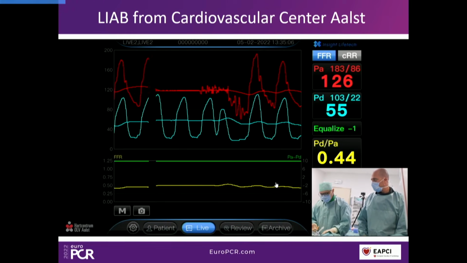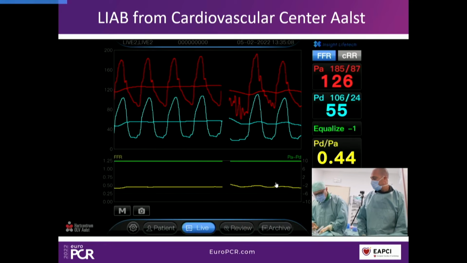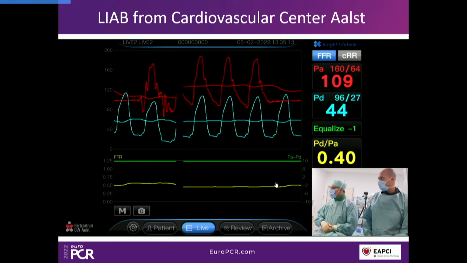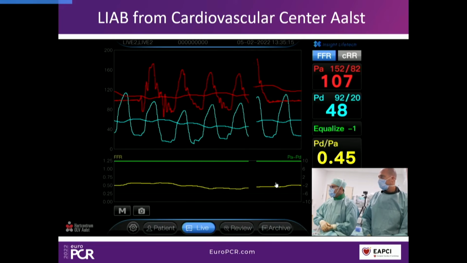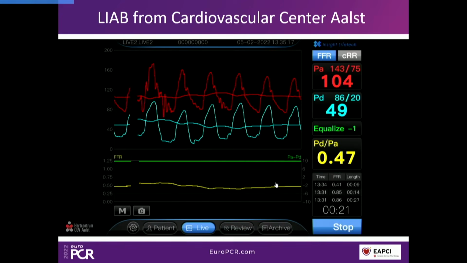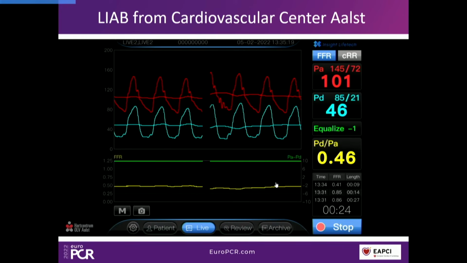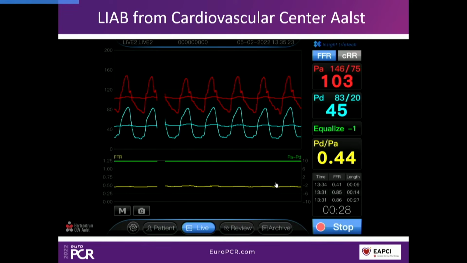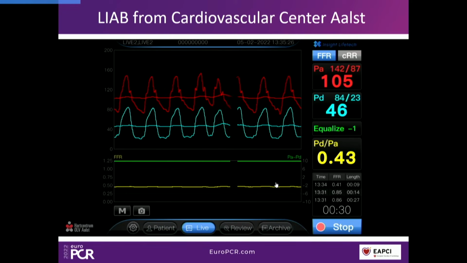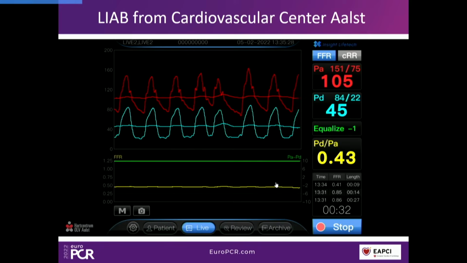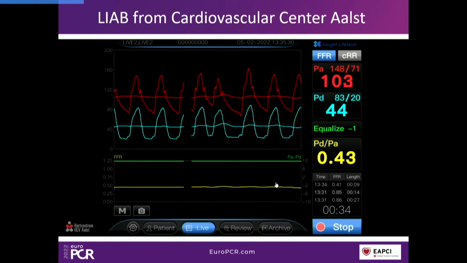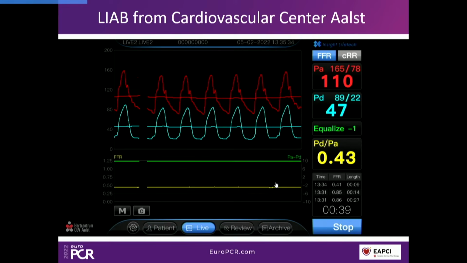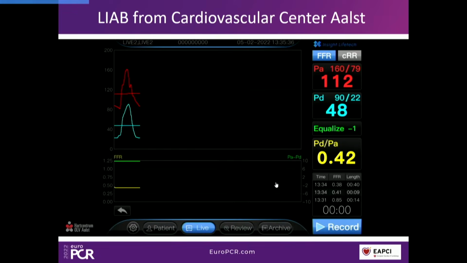Why don't we record? We're still recording. Good. Top. There you go. Now we should be shortly fully hyperemic, Jeroen. Okay. So as you can see, even in rest, there's already a hyperemic state with a Pd/Pa that is already almost as low as the FFR. That's right. Okay, we'll perform a pullback. Stop. Live. Go.